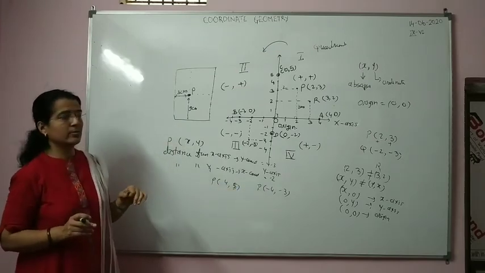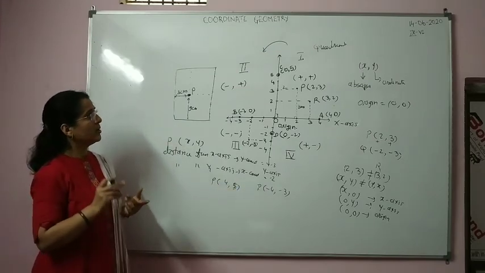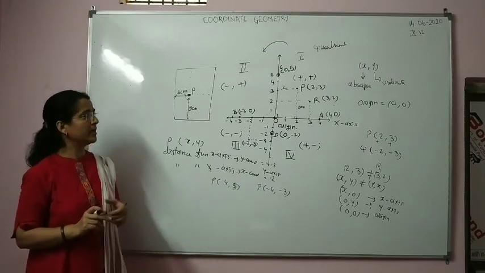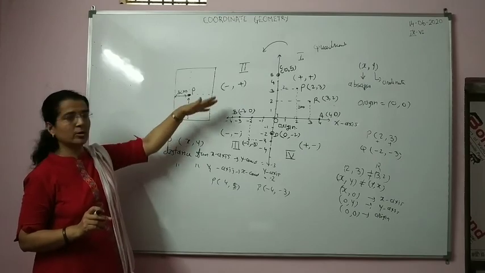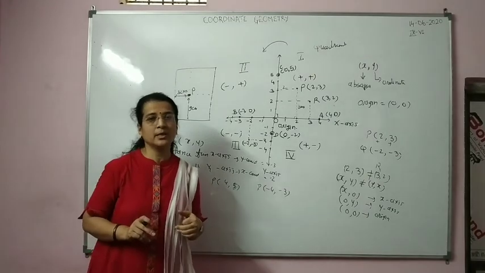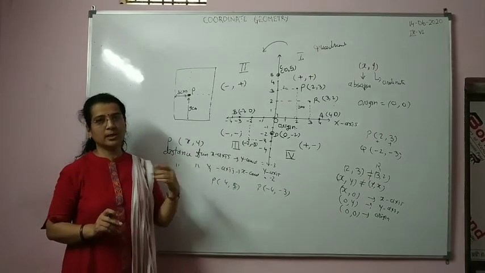This is what is given in 9th standard: the location of a point in a plane, meaning how to locate the point in a plane and how to plot the point on the graph paper. So this is all about coordinate geometry. The rest of the questions we will see in the class.